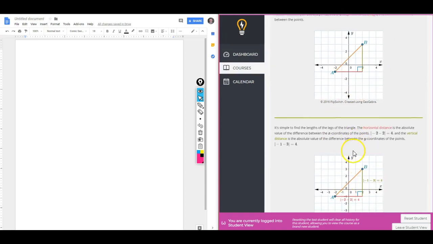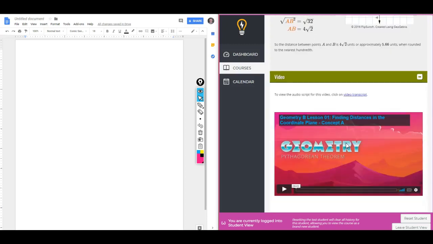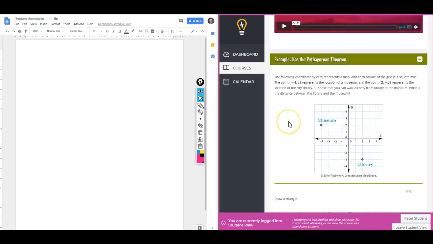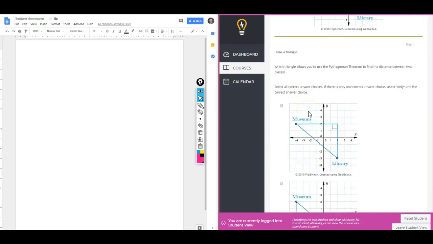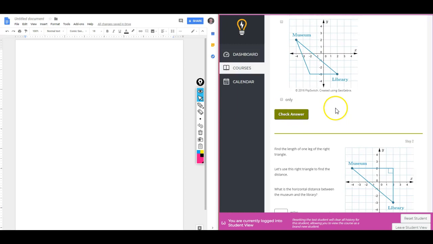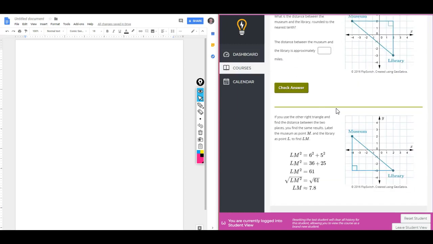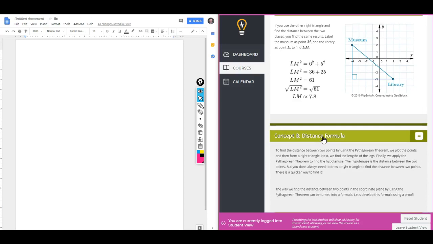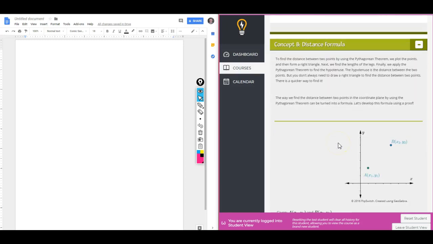You'll work through this, and this gives you examples to use the information that it has taught you, and then you're going to select it and check your answer and then move on. So it breaks each question down into the steps that it would like you to do.